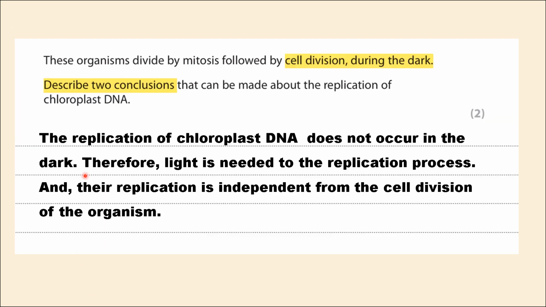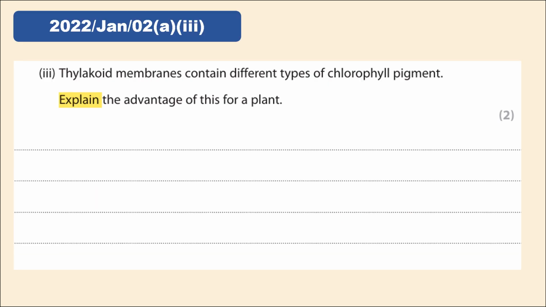So you can give your answer like this. The replication of chloroplast DNA does not occur in the dark. Therefore, light is needed for the replication process, and the replication is independent from the cell division of the organism.